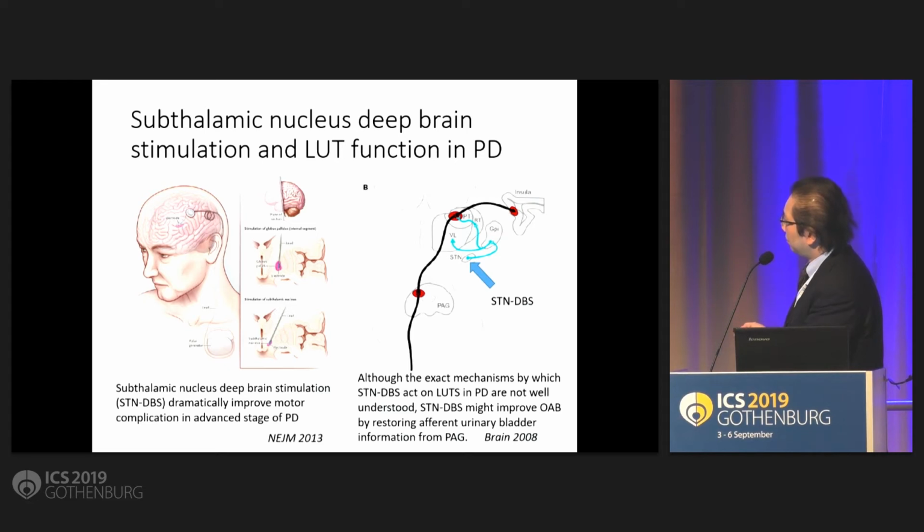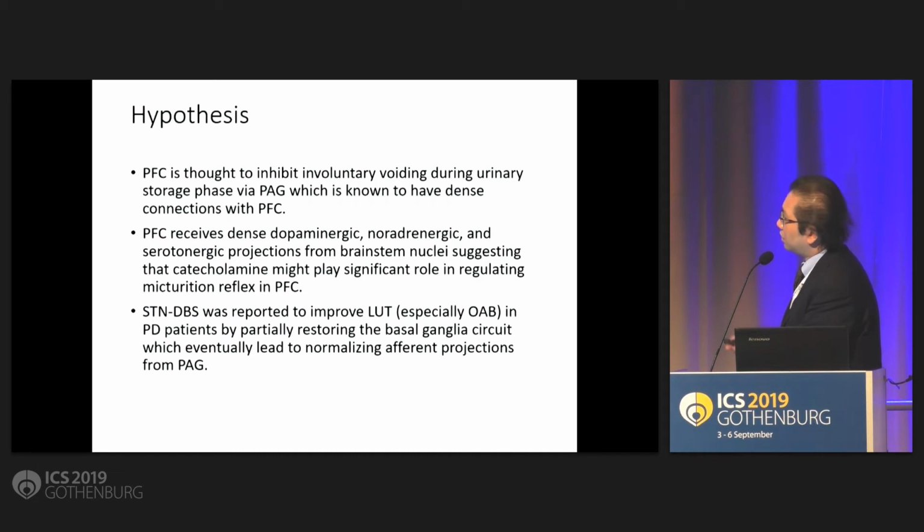About 10 years ago, although the exact mechanisms by which STN-DBS acts on OAB in PD are not well understood, it was suggested that STN-DBS might improve OAB by restoring afferent urinary bladder information from PAG. My hypothesis is that the prefrontal cortex is thought to inhibit involuntary voiding during the urinary storage phase via PAG, which is known to have dense connections with PFC.